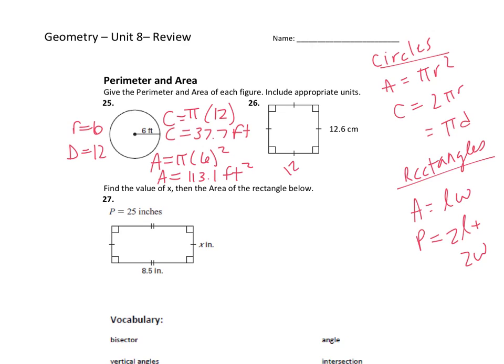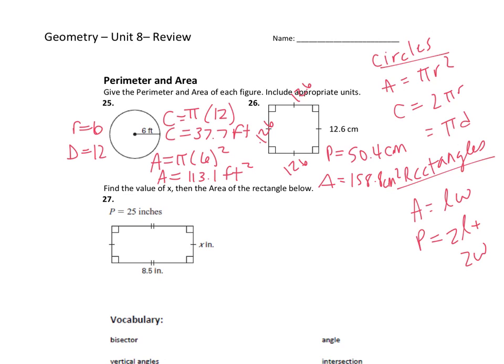These little tick marks mean that each one of these sides are equal. And so the perimeter for this one would just add up 4 12.6s. So 12.6 plus 12.6 plus 12.6 plus 12.6, or 12.6 times 4, is 50.4 centimeters. And then the area, we just take length times width, so 12.6 times 12.6, which is 158.8 centimeters squared. So that's it for those two.